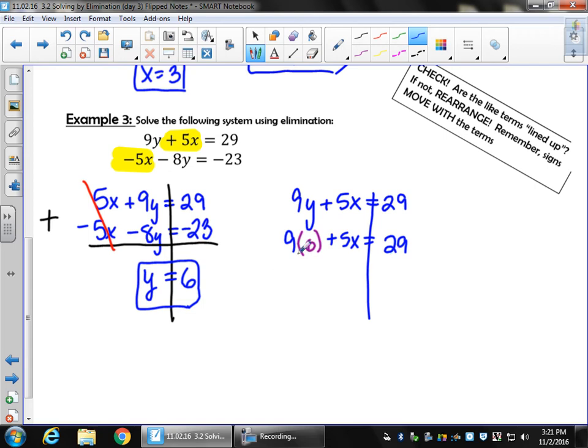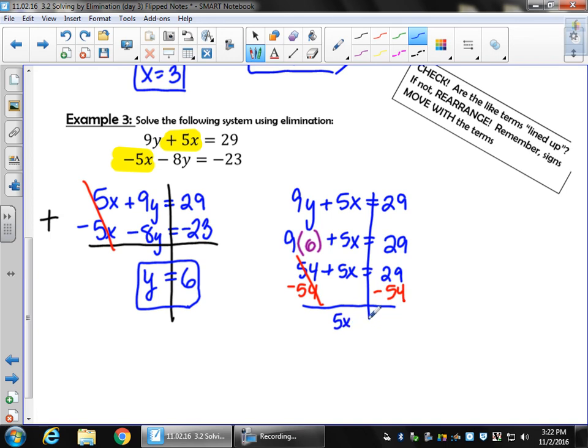9 times 6 is 54. Plus 5x equals 29. Subtracting 54 from both sides. The 54s cross out. That's 0. They cancel out. I bring down my 5x.